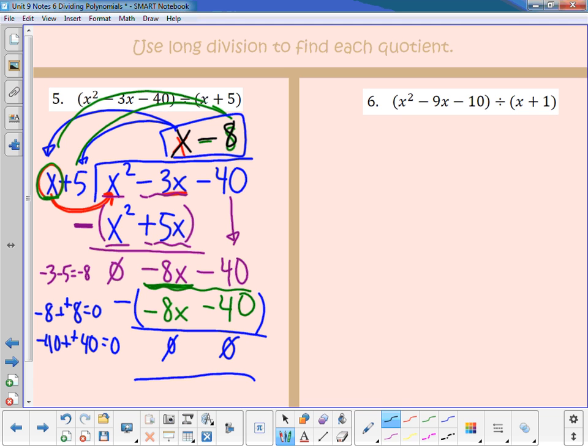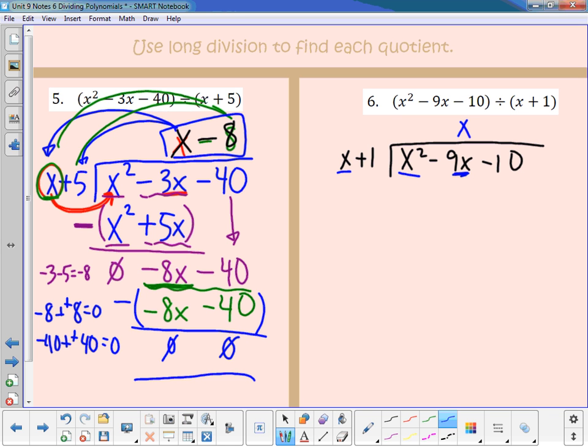x squared minus 9x minus 10 divided by x plus 1. So again, the second number, that x plus 1, goes on the outside. I'm going to make my box and put x squared minus 9x minus 10 on the inside. Okay, now you have to ask yourself, how do you make x look like x squared? Well, I need to multiply x by x to get x squared. So I'm going to have an x up there. Since it's an x, I'm lining it up above the x term.